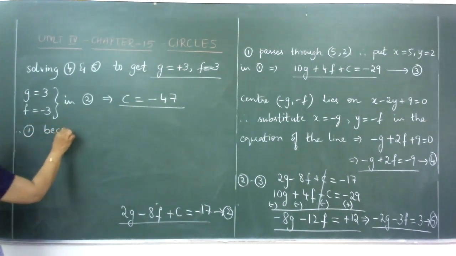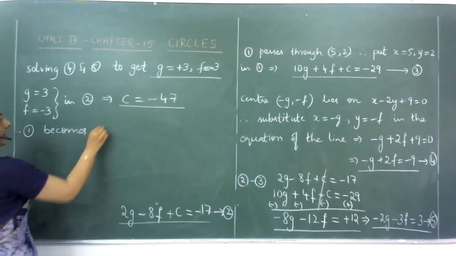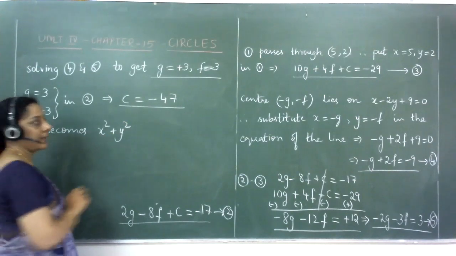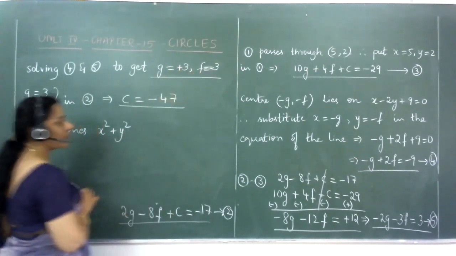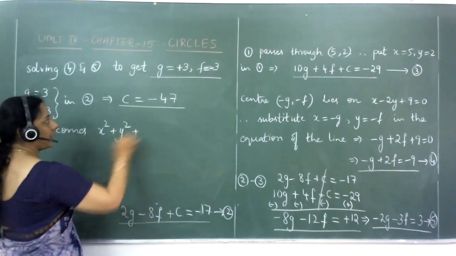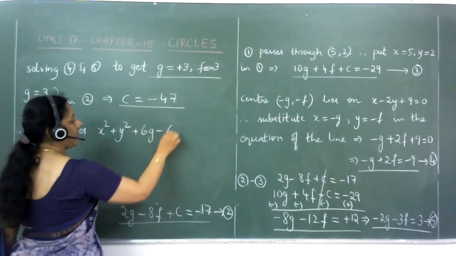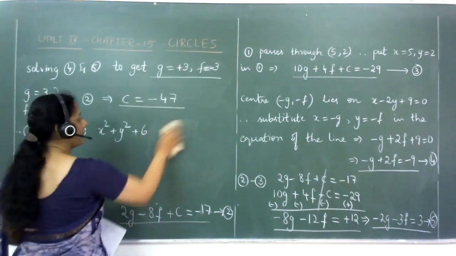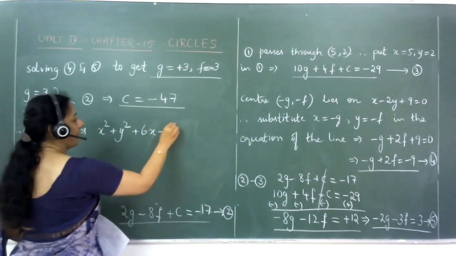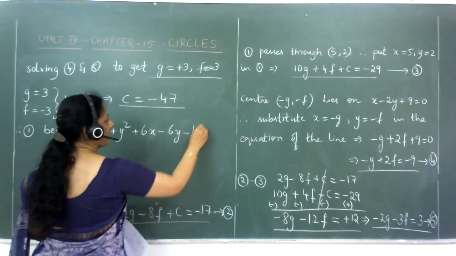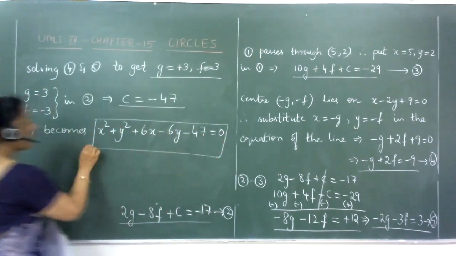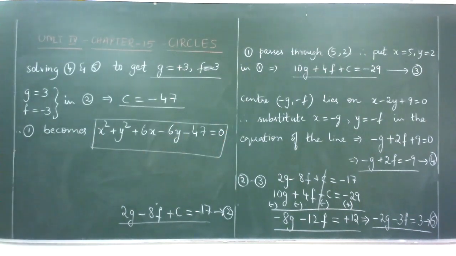Thereby, equation 1 becomes x squared plus y squared. Retain the two variables x and y as it is. Substitute only the values of g, f and c. Plus 6x minus 6y, constant minus 47, which is equal to 0. So this will be the equation of the required circle.